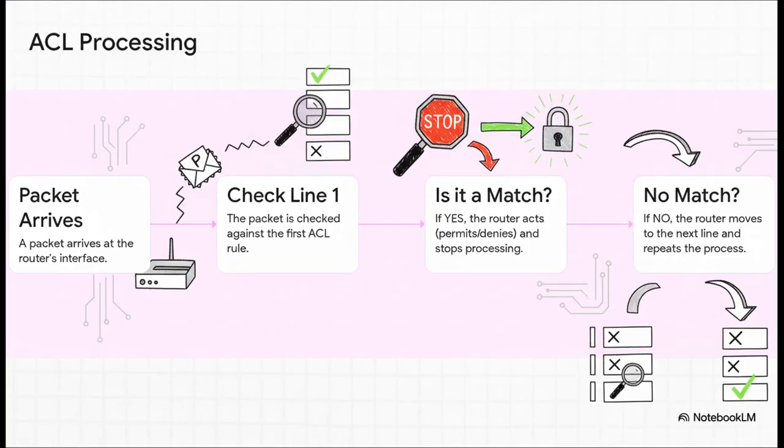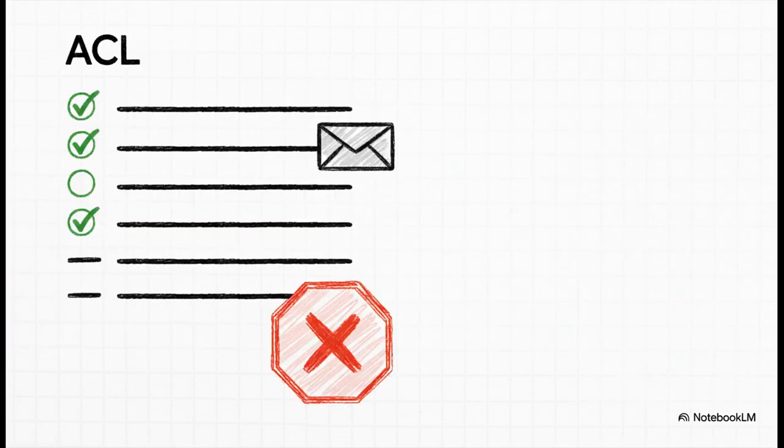Picture this, a packet arrives at the interface. The router immediately looks at line 1 of the ACL. Does this packet match the rule on line 1? If the answer is yes, boom. The router does what it says, permit or deny, and the story ends right there. It doesn't even bother looking at the rest of the list. But if it's not a match, no problem. It just moves on to line 2, then line 3, and so on, all the way down until it finds a rule that fits.